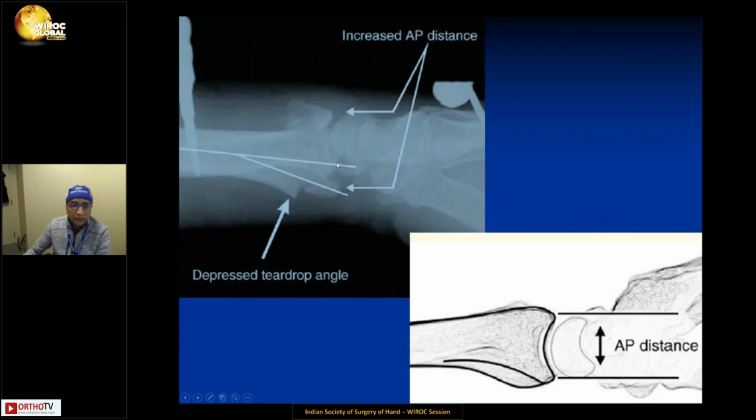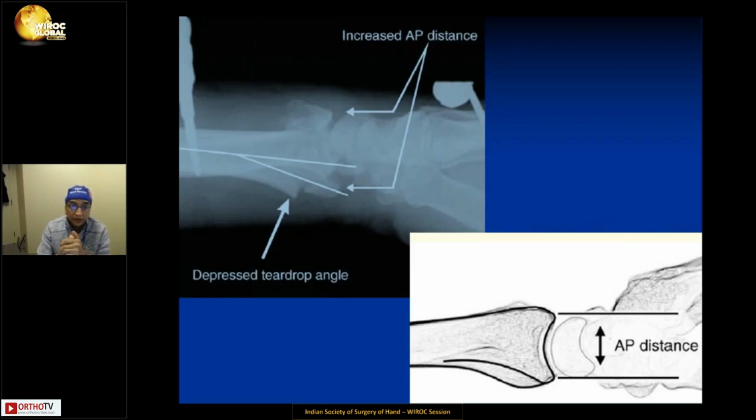Now, as you see from this X-ray, the teardrop angle has reduced, and the AP distance, which is measured from here to here, appears quite large. AP distance does have a finite measurement. It's about 21 millimeters in men and 17 to 18 millimeters in women. But these are finite numbers which you have to take with a grain of salt, because someone who's 6'10" may not have the same distance as someone who's 5'2". But those are broad guidelines.